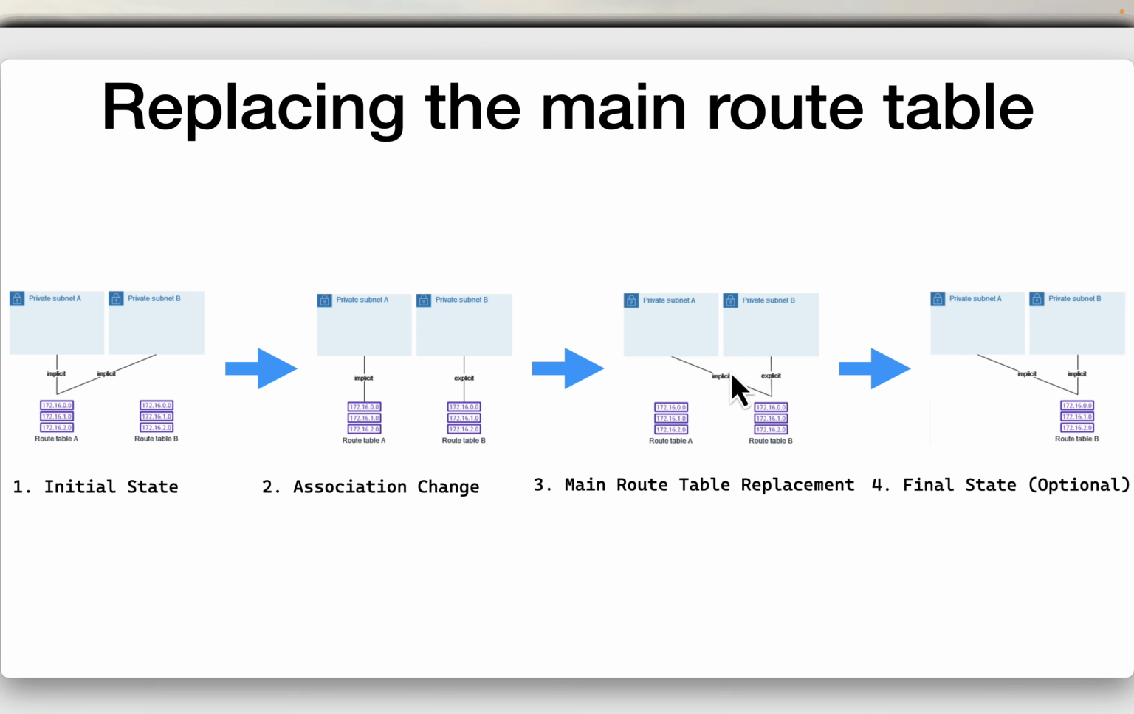So this process ensures that changes to the routing in a VPC are made without disrupting the traffic flow, and this is a controlled transition from one route table to another.